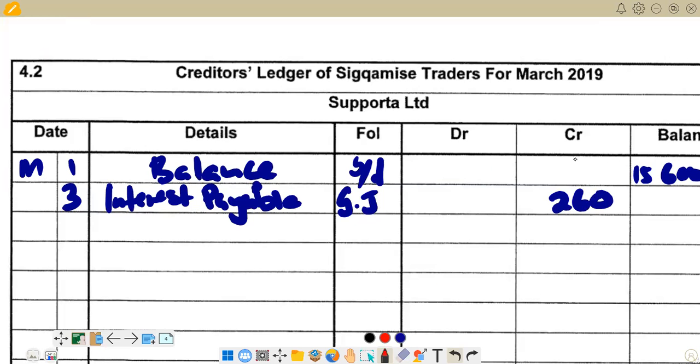Whenever we make a credit, we are supposed to add, since this is a creditors ledger, and when we debit, we are subtracting. So here we credited, so we say 15,600 plus 260, and we get our balance of 15,860. Right, so that's what we have. Then we can go on to check what we have next.